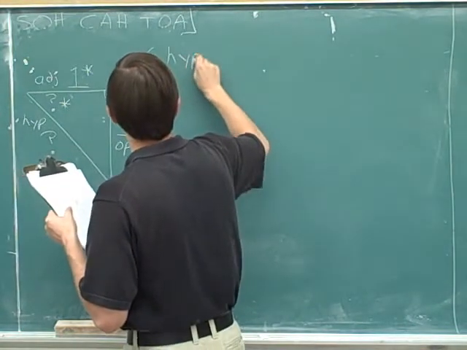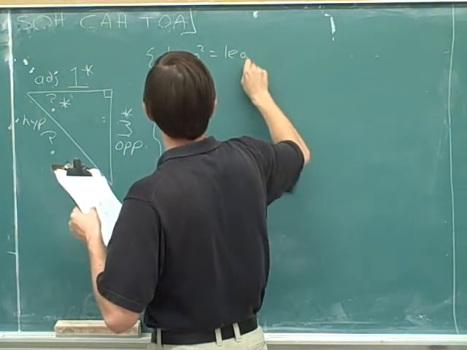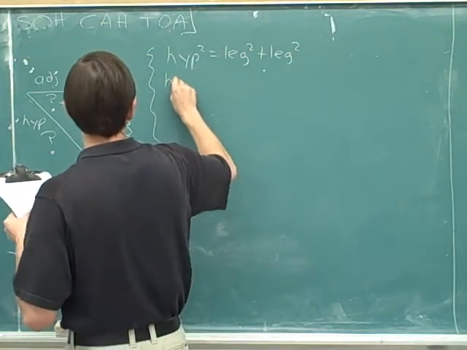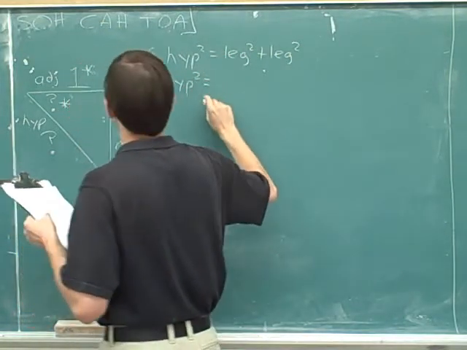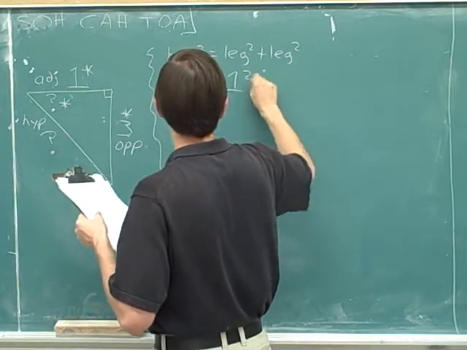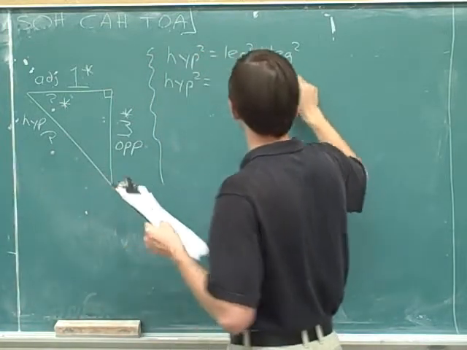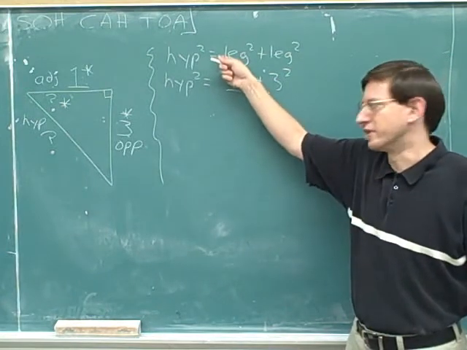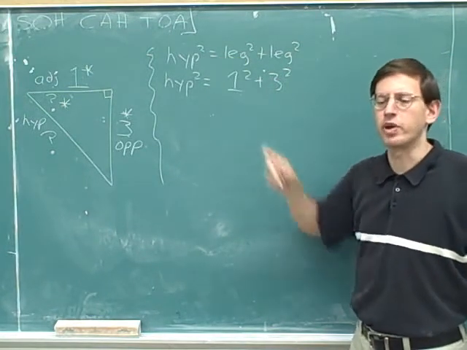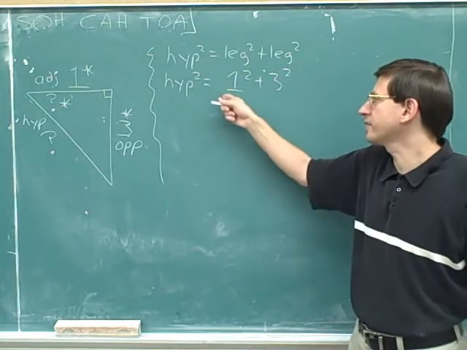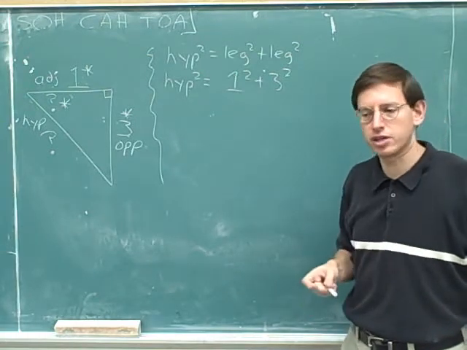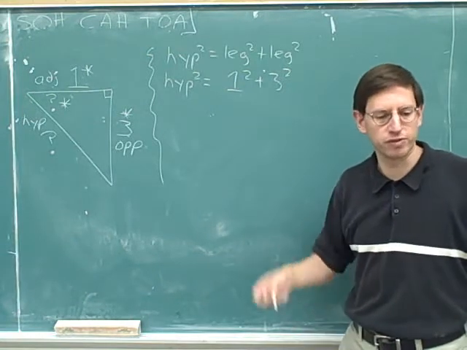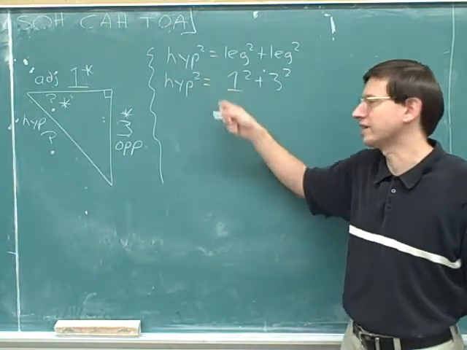Pythagorean theorem. Hypotenuse squared equals leg squared plus leg squared. The hypotenuse is what we don't know. One of the legs is 1, and the other leg is 3. As usual, I recommend first write down the general formula and then plug in when you're first learning the material. Don't just plug in, write the general formula first. When you're good at this, when you're feeling you have mastery, then you can skip some steps. But when you're first learning, write the general formula and then plug in.